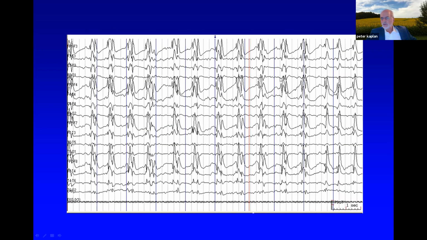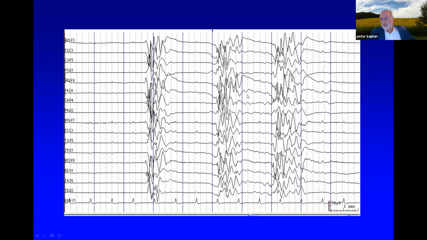This is a pattern which is highly helpful. It's bad, it's post-anoxic, but here's the key feature. You'll notice the shape of these complexes are identical. And this is called generalized bursts with identical morphology. And Van Putten in the Netherlands showed that 100% of his cohort and other published cohorts invariably had a poor outcome, vegetative state or fatal. So this is the worst prognosis of the periodic discharges.